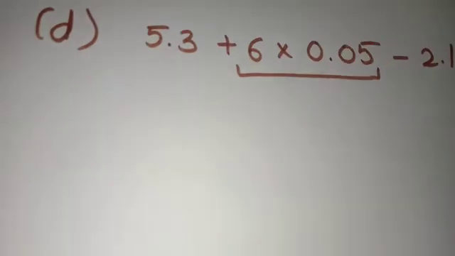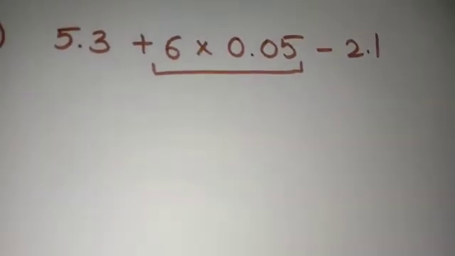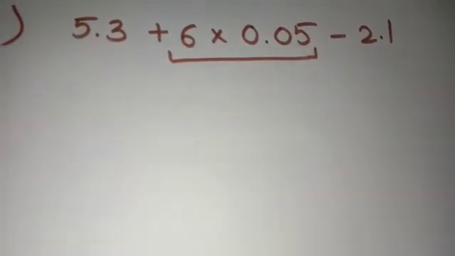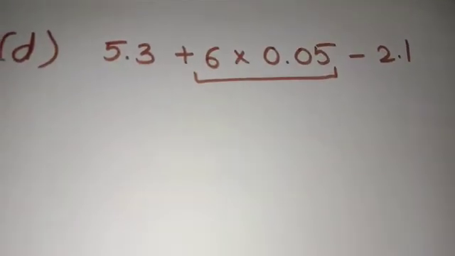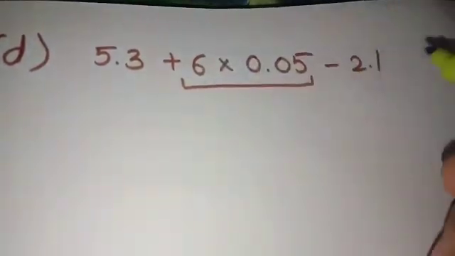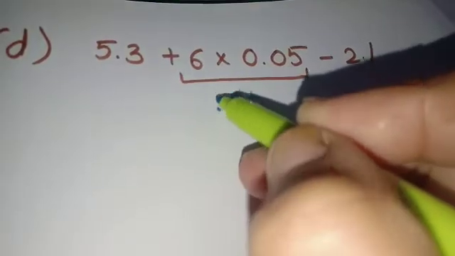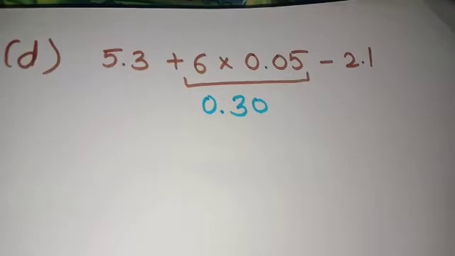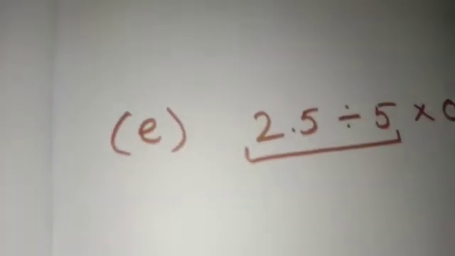Come to the next, D part of the question. 5.3 plus 6 multiply 0.05 minus 2.1. Firstly we will solve multiplication, then addition, then subtraction. This question also you will do on your own. When we multiply, 6 5s are 30. By leaving 2 digits from the end, it will be this. Then add this, after that subtract this. Okay, do this question on your own. Come to the next, E part.